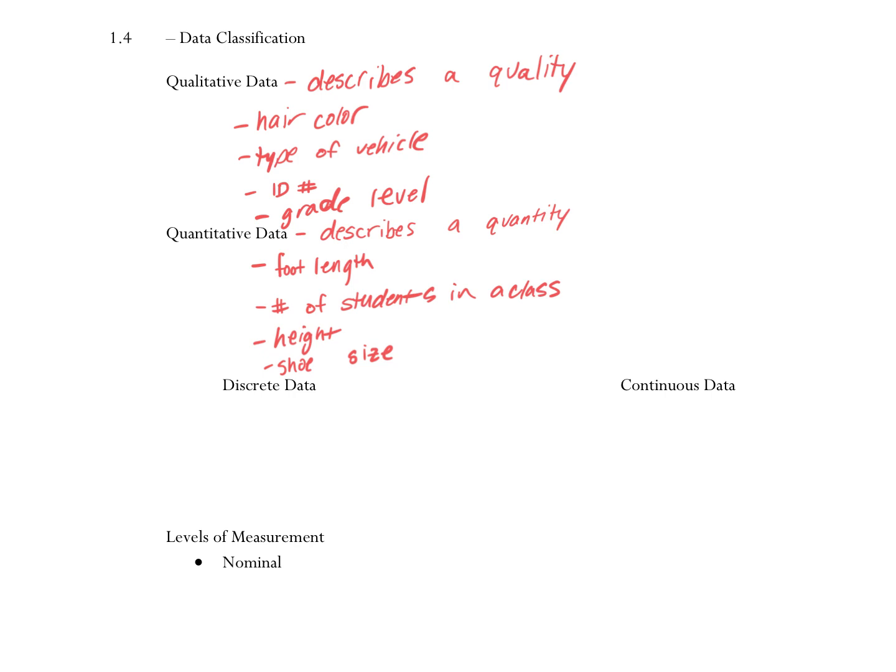Now, within quantitative variables or quantitative measurements, we have two kinds. We have discrete versus continuous. A discrete variable would be your shoe size. A continuous variable would be your foot length.